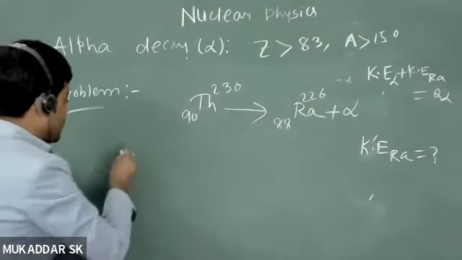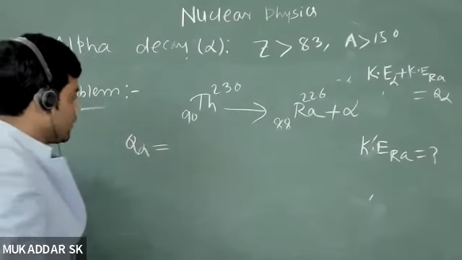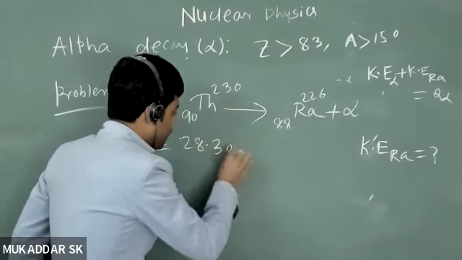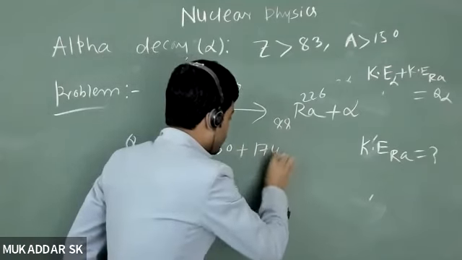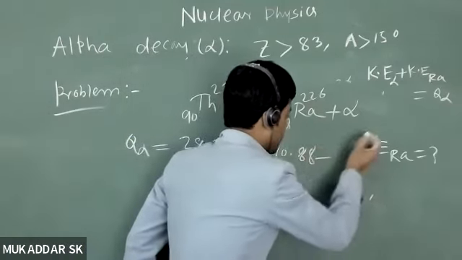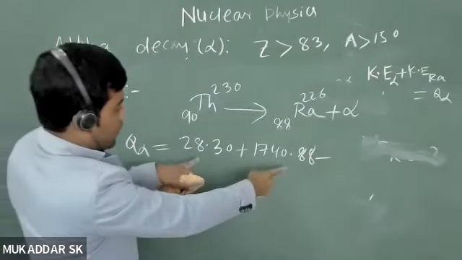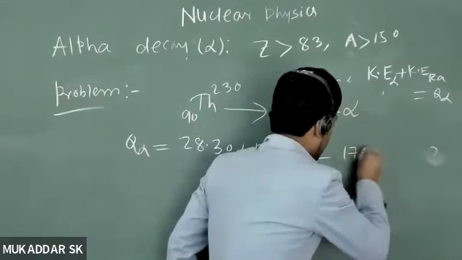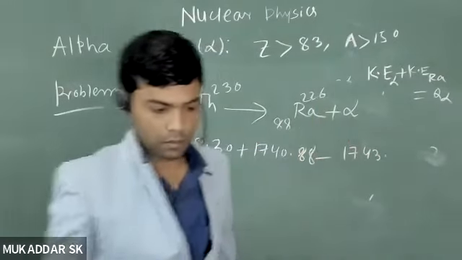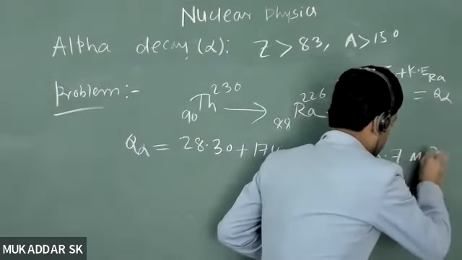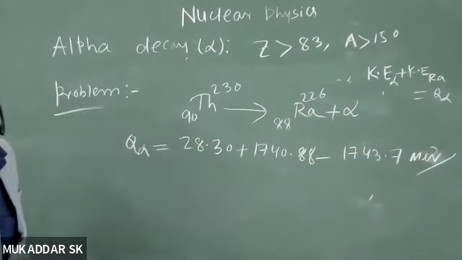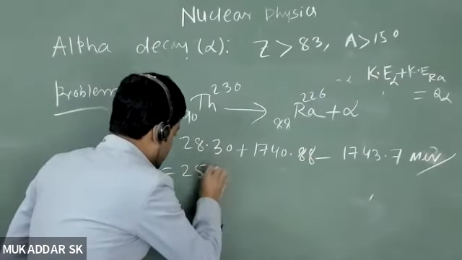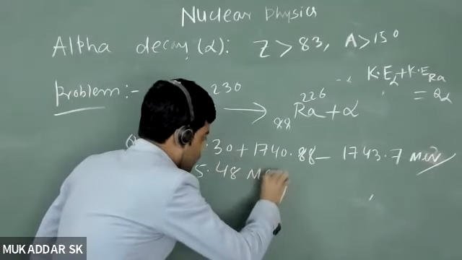So I'll calculate that Q value in that process, Q alpha. It will be the kinetic energy of the product. For the product you have the alpha particle 28.30 plus 1740.88, right? And then the kinetic energy of the product is the contribution of the binding energy of the product minus the binding energy of the reactant, and how much is that? 1743.7, right? 7 mega electron volt. So this is the Q value. If you calculate this Q value in this process, you will get exactly 25.48 mega electron volt. Okay.